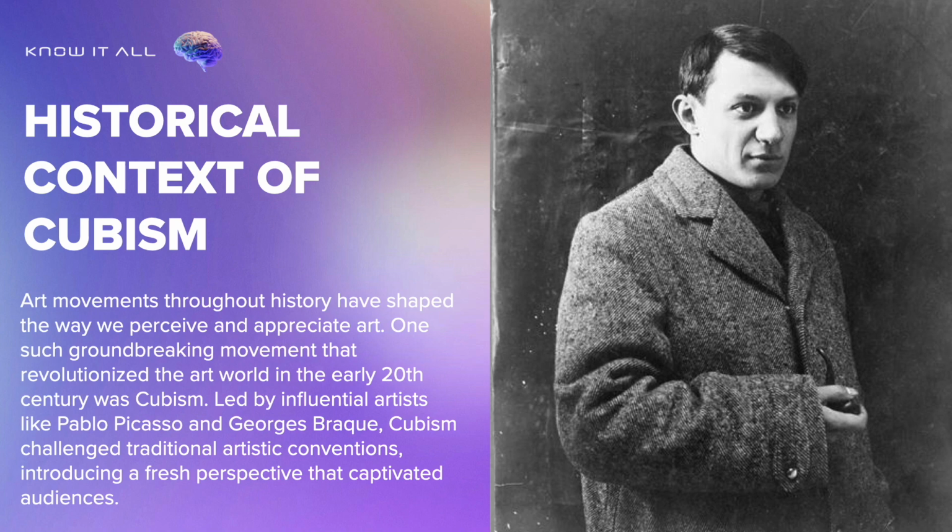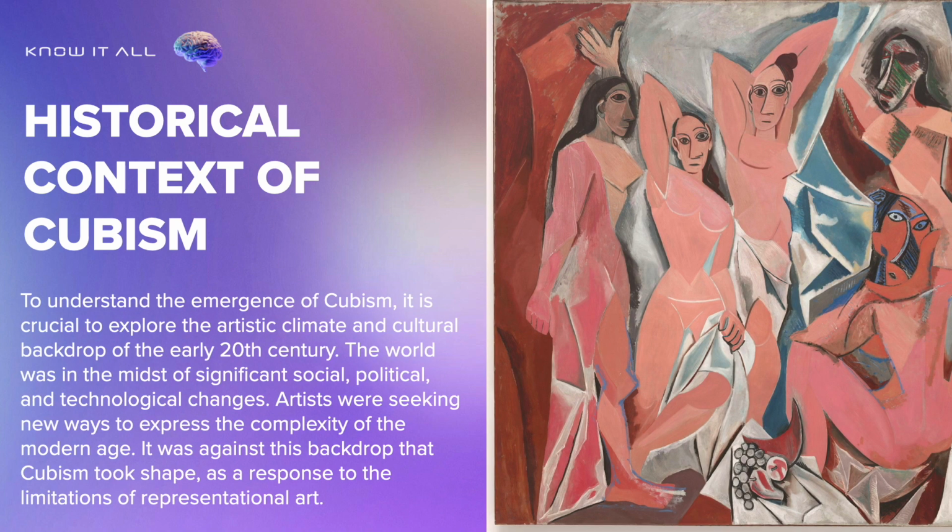captivated audiences. To understand the emergence of Cubism, it is crucial to explore the artistic climate and cultural backdrop of the early 20th century. The world was in the midst of significant social, political, and technological changes. Artists were seeking new ways to express the complexity of the modern age. It was against this backdrop that Cubism took shape, as a response to the limitations of representational art.